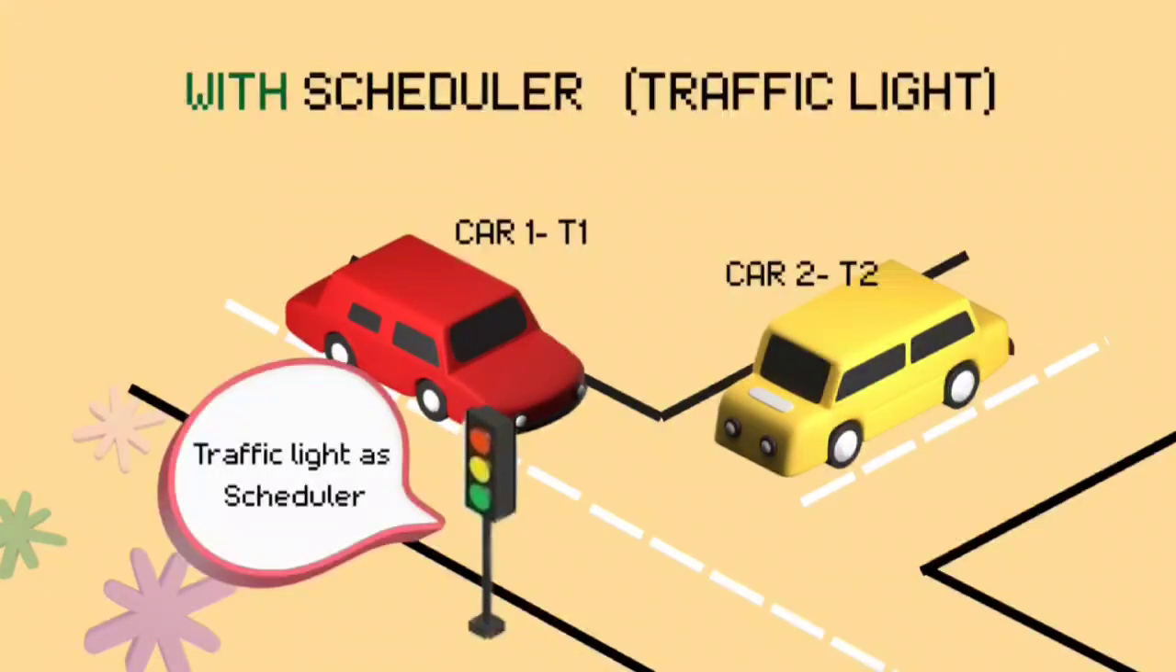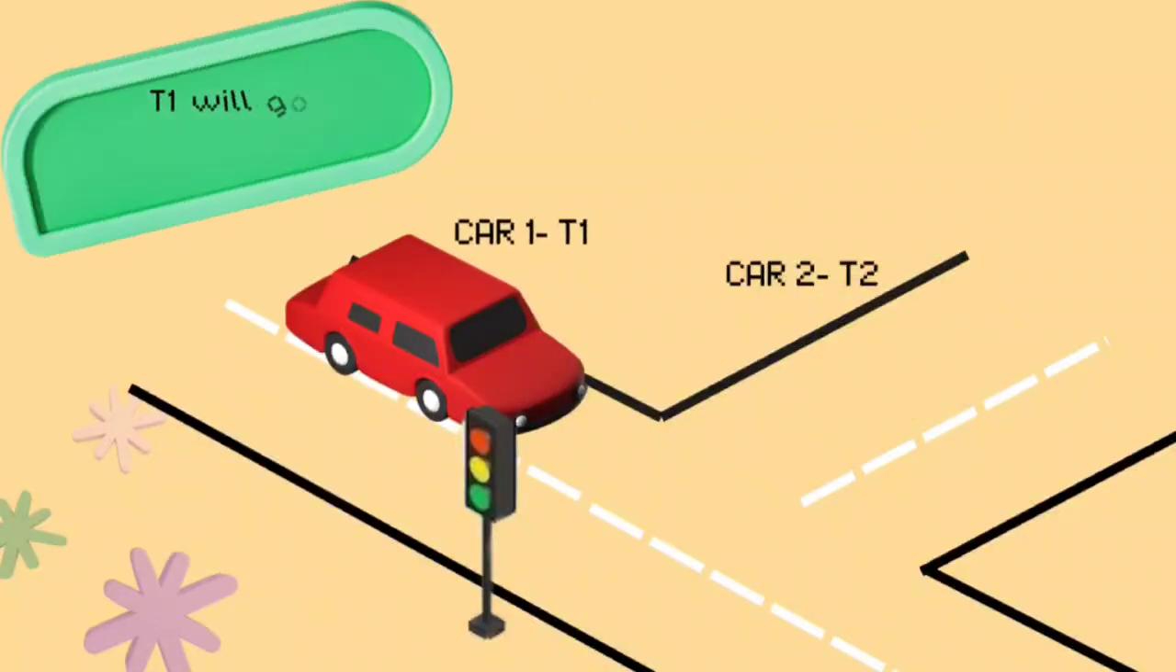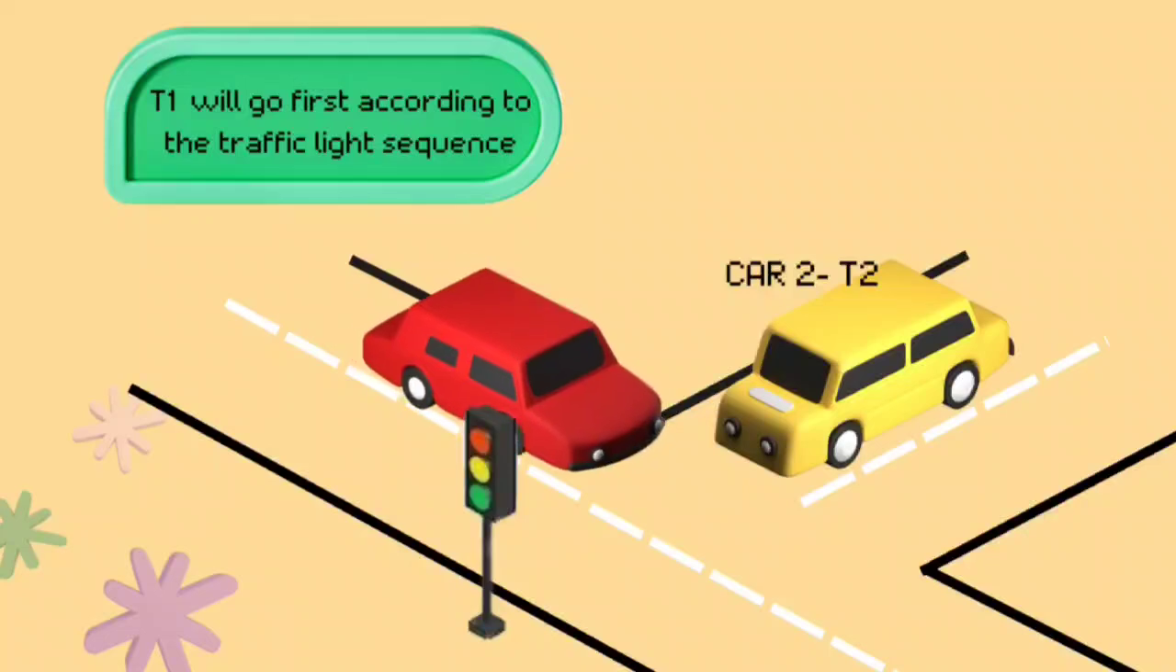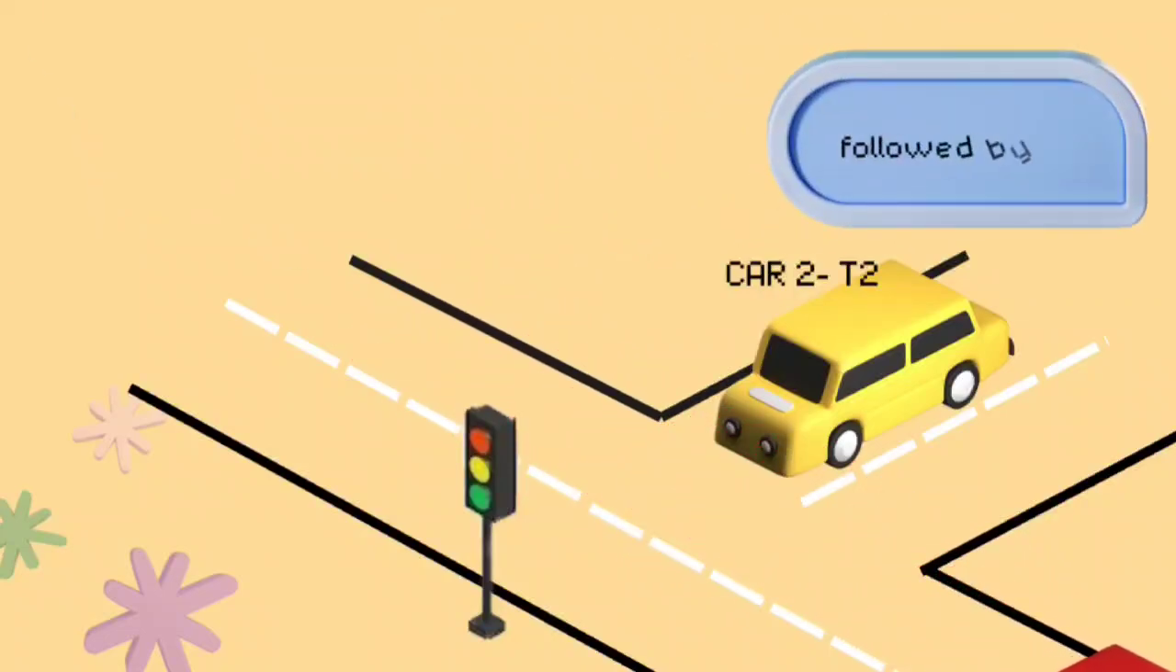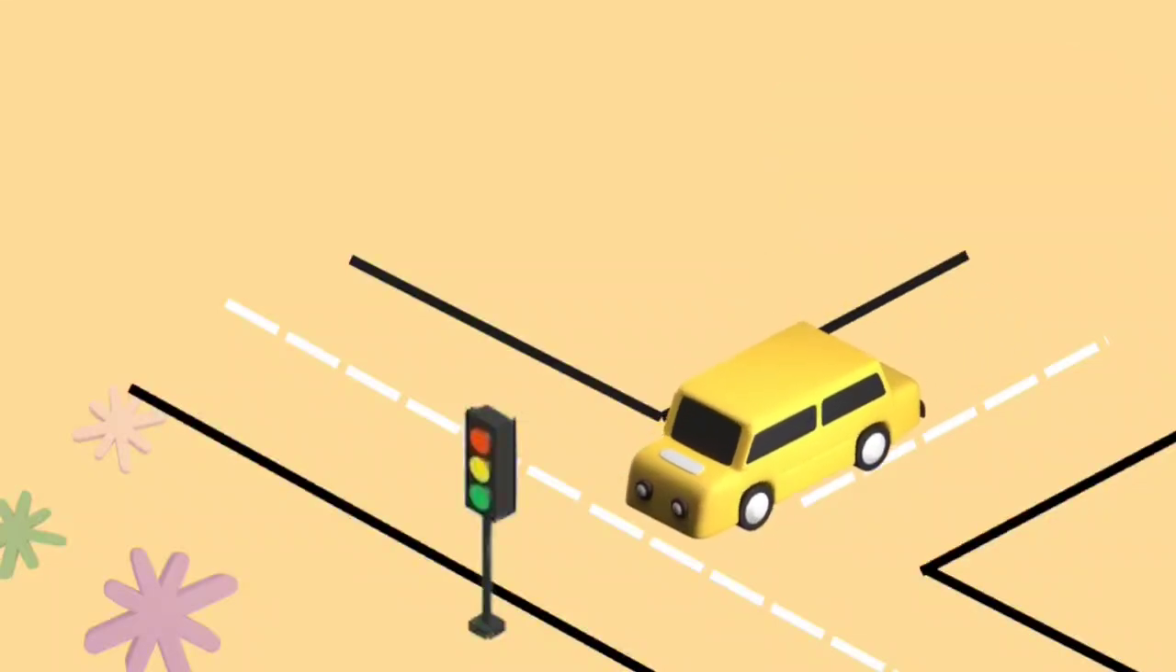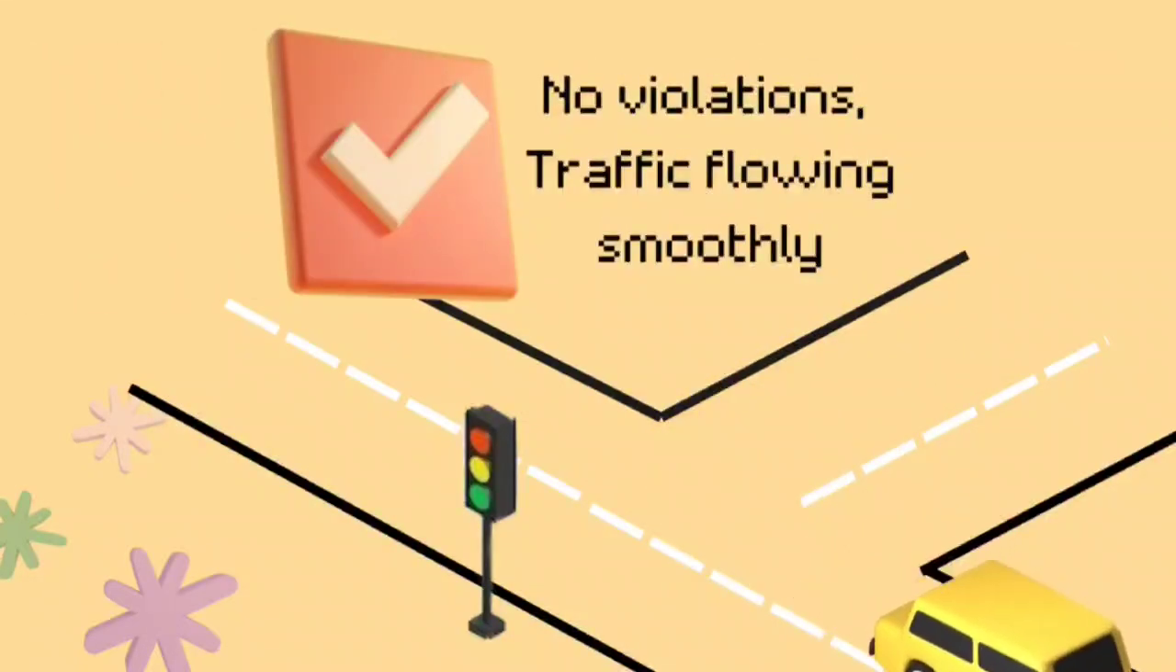So now let's take a look at a situation that has a scheduler. The scheduler in this situation is a traffic light, while the car is a transaction. T1 will go first according to the traffic light sequence, and now followed by T2. Because of the traffic lights, no violations occurred and traffic flowed smoothly.